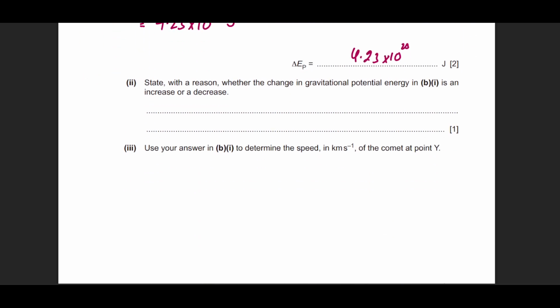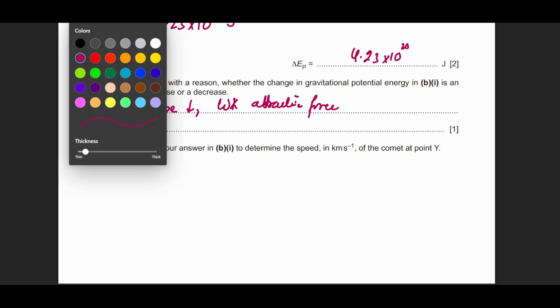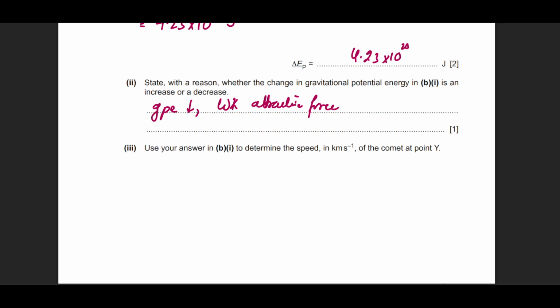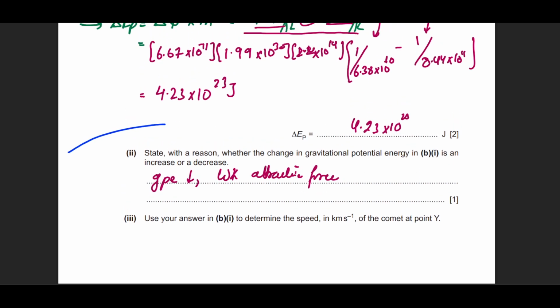State with reason whether the energy change in potential is an increase or decrease. So this is actually a decrease. The gravitational potential energy decreases. And the reason, simply put, is that the work done is being done by an attractive force. If an attractive force does some work, then the work done is negative. Primarily, what's actually happening is that the gravitational field is attractive at all times.